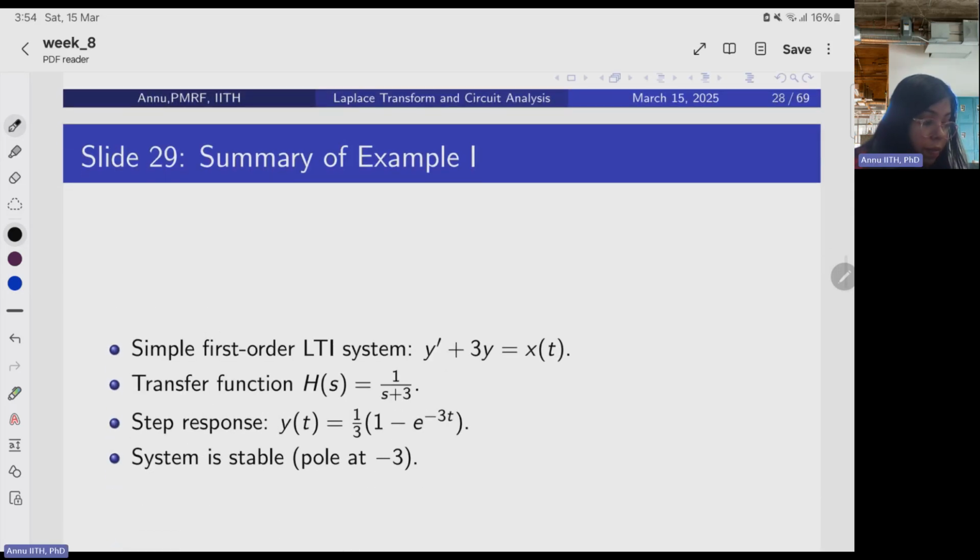So the summary of example one: a simple first order LTI system, y dash plus 3y is equal to x of t, where the transfer function is h of s equals 1 upon s plus 3, and y of t is equal to 1 by 3 times (1 minus e power minus 3t).